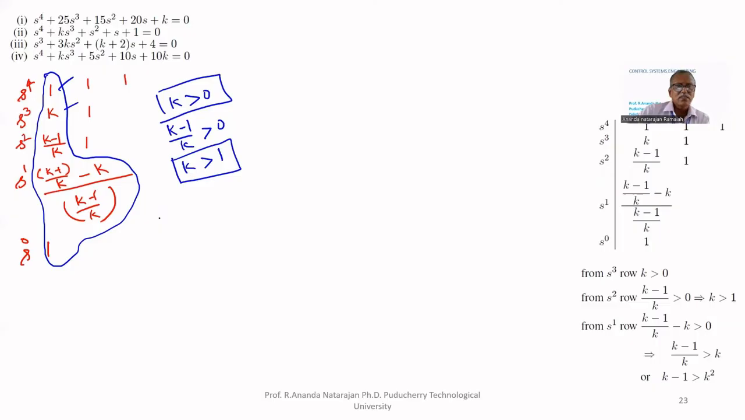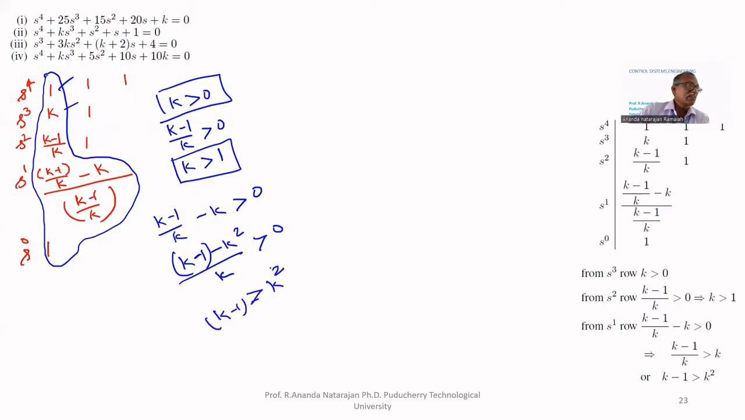If you consider this, (k minus 1 upon k) minus k should be greater than 0. Or (k minus 1 minus k square) upon k must be greater than 0. Or k minus 1 should be greater than k square. So this is the second condition.